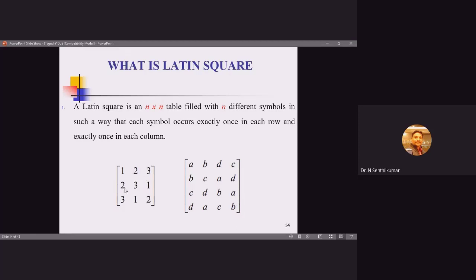So 1, 2, 3, 2, 3, 1, 3, 1, 2. Okay, this comes here, this comes here. Similarly, like this, A, B, C, D, then B comes here, C comes here, D comes here. So whenever I put it like this, the symbol occurs, that is, 1 occurs exactly once in each row and each column.